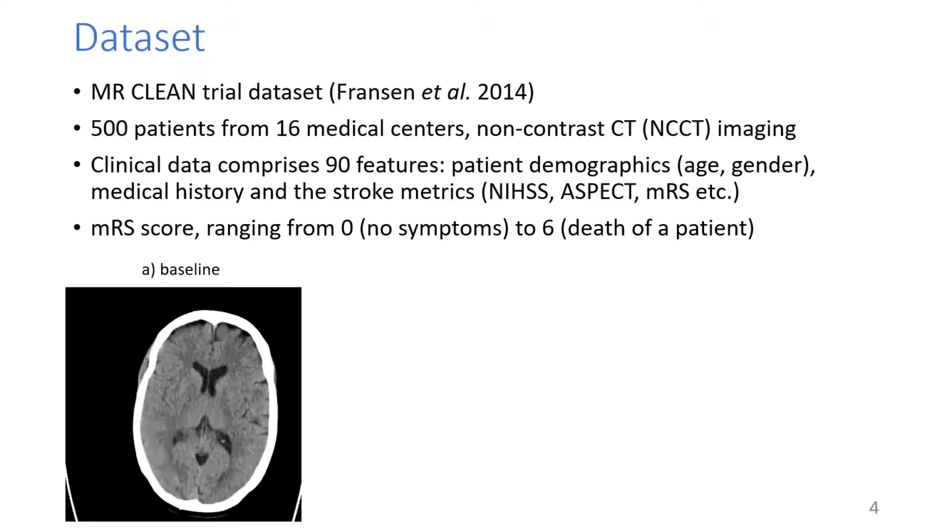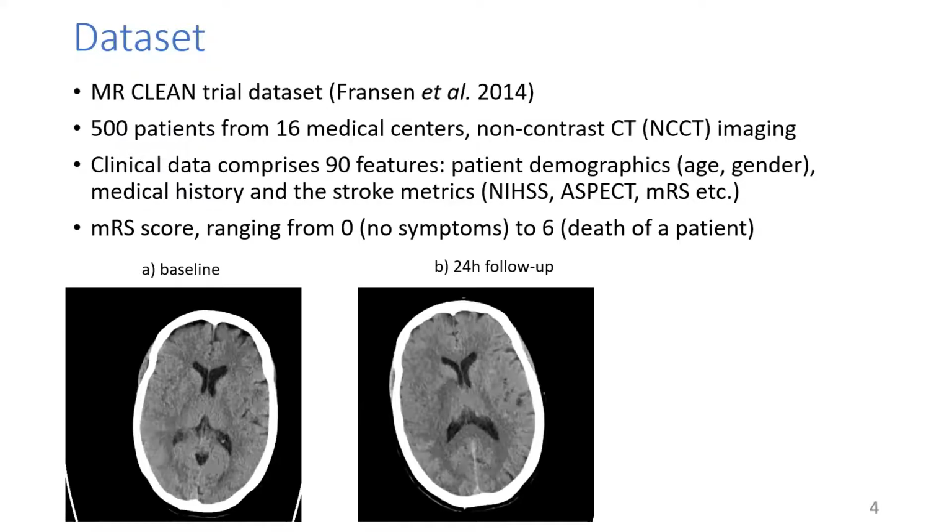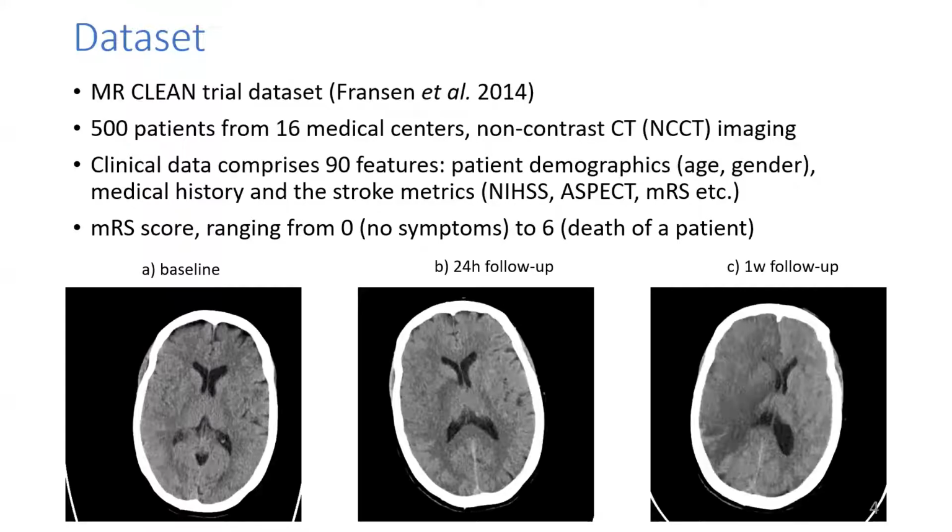This is the baseline NCCT scan when the patient was admitted to hospital, and 24-hour follow-up, and finally 1-week follow-up scan. As can be seen, in the baseline scan, brain damage due to stroke can be hardly detected with untrained eyes. In the 24-hour follow-up scan, it can be spotted when looking at the symmetry in the brain, while it is very obvious in the 1-week follow-up scan. This clearly shows how challenging it is to predict the 90 days outcome from the baseline scan alone.